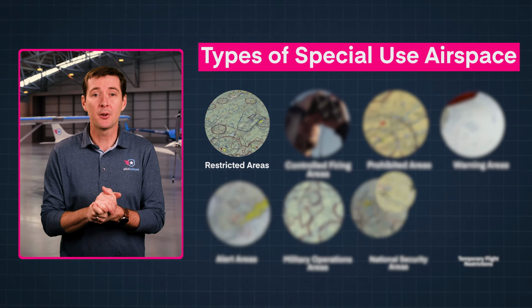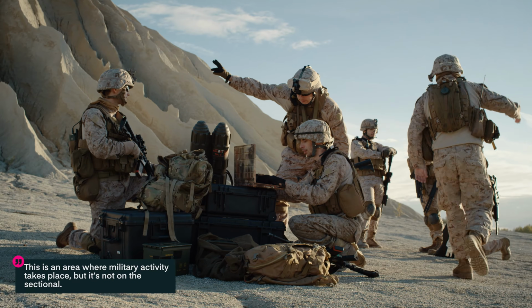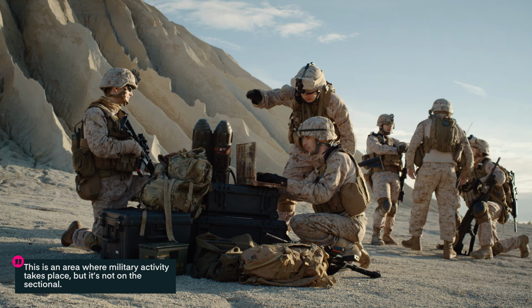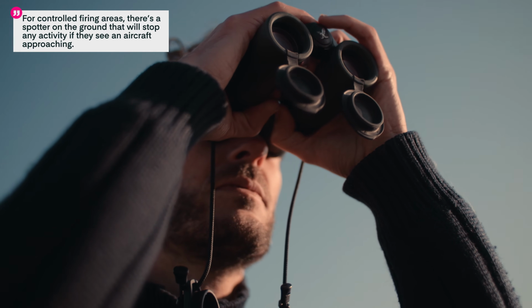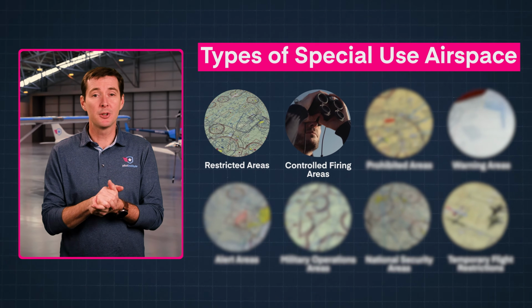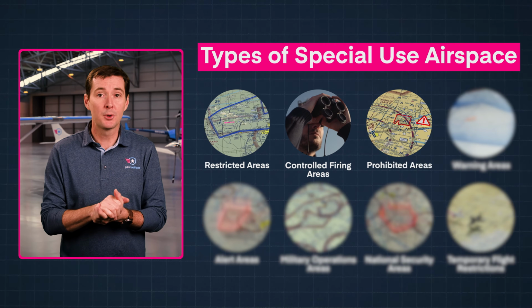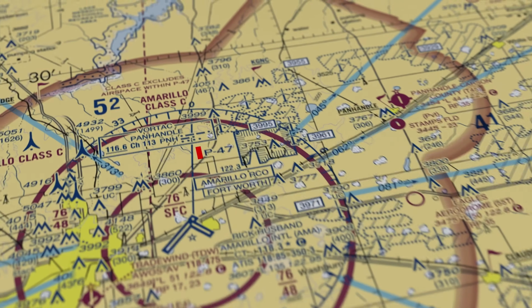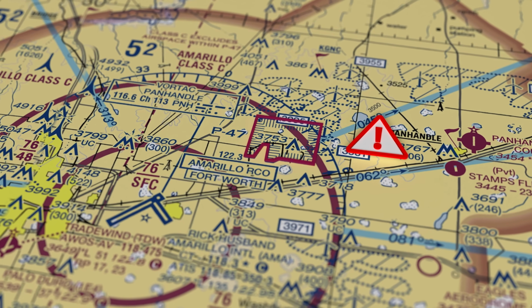Now, you may also hear about something called a control firing area. Now, this is an area where military activity takes place, but it is not on the sectional. So how do you avoid it? Well, you don't. For these areas, there is a spotter on the ground that will stop any activity if they see an aircraft approaching. Now, there are also regions similar to restricted areas that you cannot fly through at all. Those are prohibited areas and are depicted with the letter P in front of the number instead of the R like in the restricted areas. You definitely want to pay attention to those.